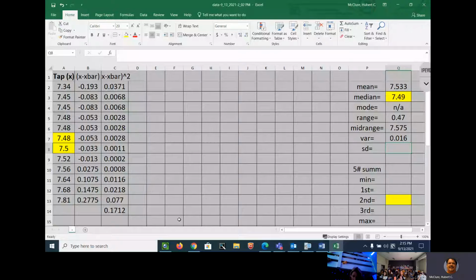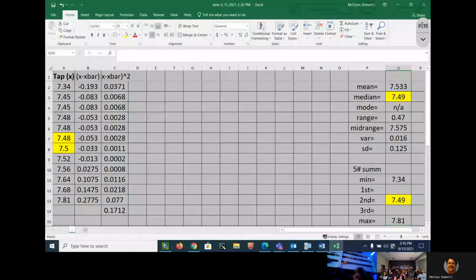Okay, who's got questions? All right. Min is equal to this number, and that's equal to the max. Okay, where is 7.49? Somebody tell me where 7.49 is.